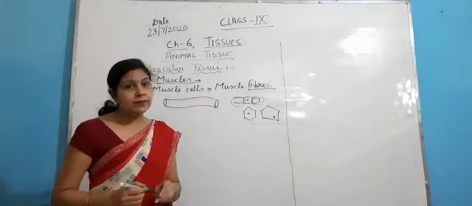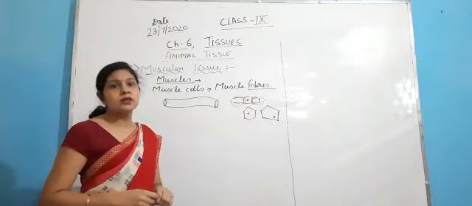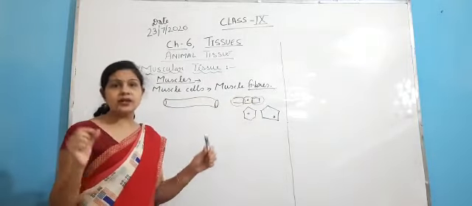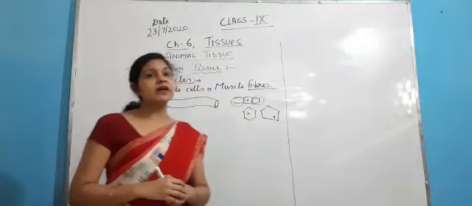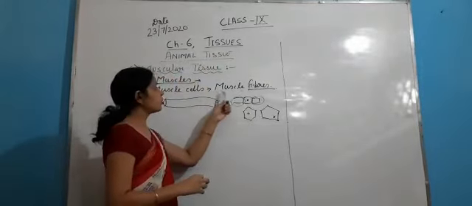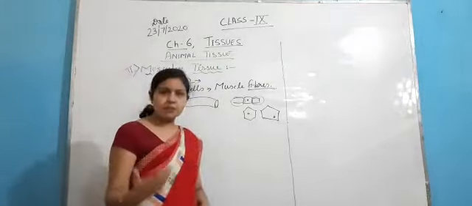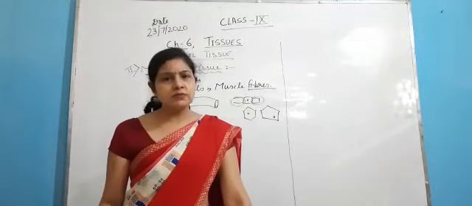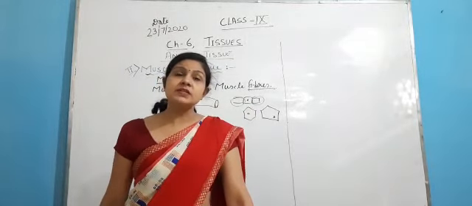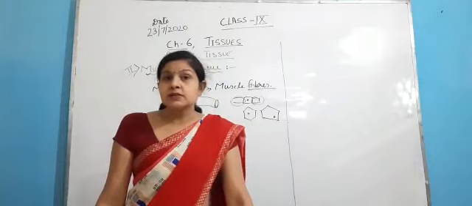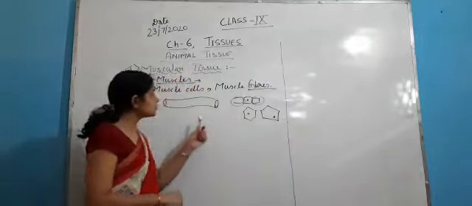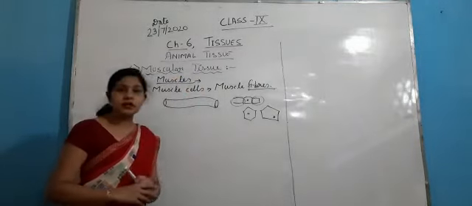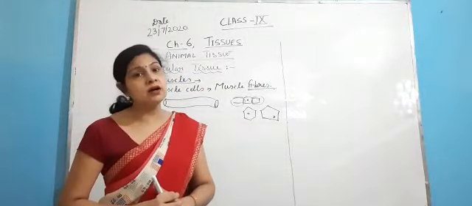But what happens in the muscular tissue? The cells are elongated. In any type of muscular tissue, the cells are elongated, and that is why rather than calling them muscle cells, we call them muscle fibers. Such a question also arises. Sometimes this question is asked, why are muscle cells called muscle fibers? So many such muscle fibers make the muscular tissue.